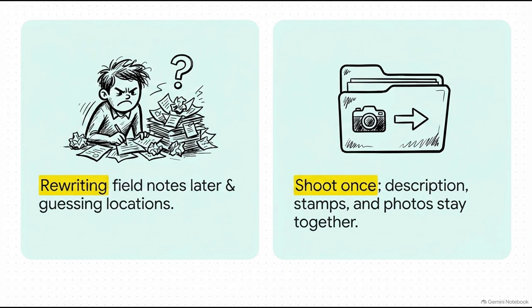It's a nightmare. WisePhoto flips this completely on its head with a shoot-once ethos. Your text description, the exact timestamp, the GPS location, and the photo, they all stay glued together as one unified entry right from the start. And crucially, and this matters a lot if you're doing sensitive work, your data stays strictly on your device. Absolutely nothing goes to the cloud unless you explicitly decide to export it.